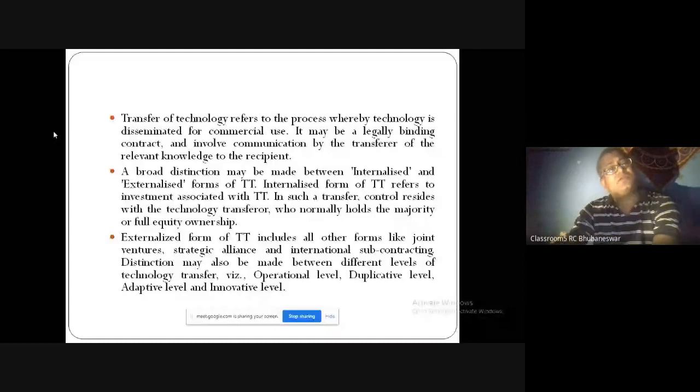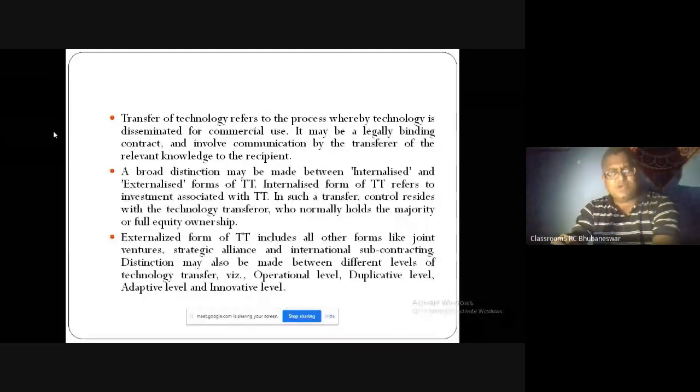It is a process, a way of disseminating knowledge or the commercial use of technology, involving communication by the transferer with the recipients. The technology transfer may be internationalized or externalized, and externalized includes joint ventures and strategic alliances.